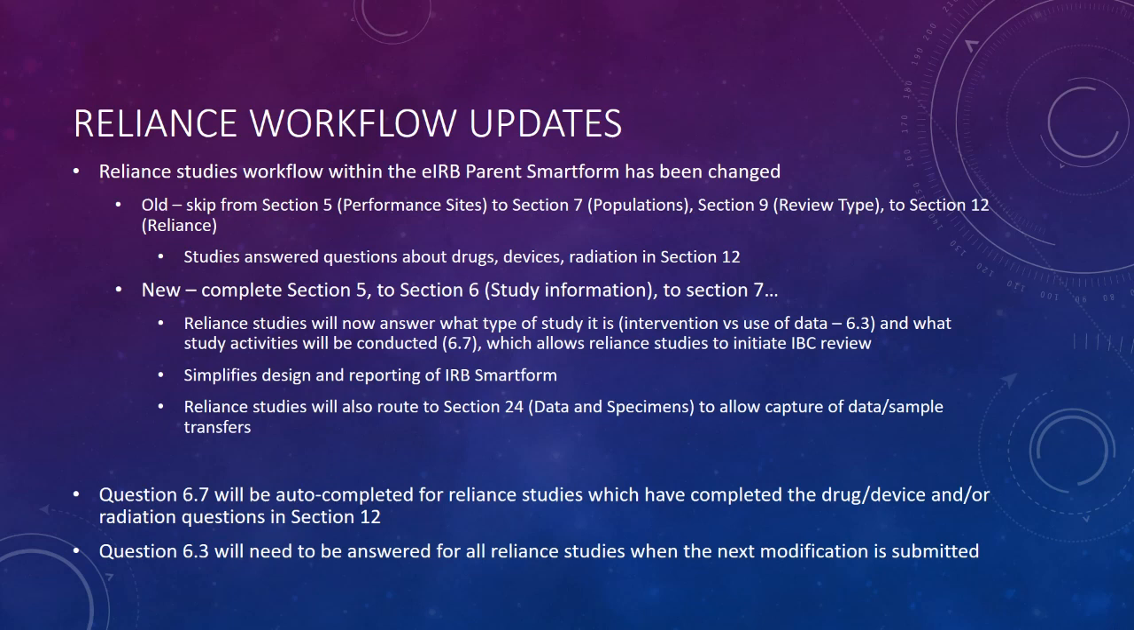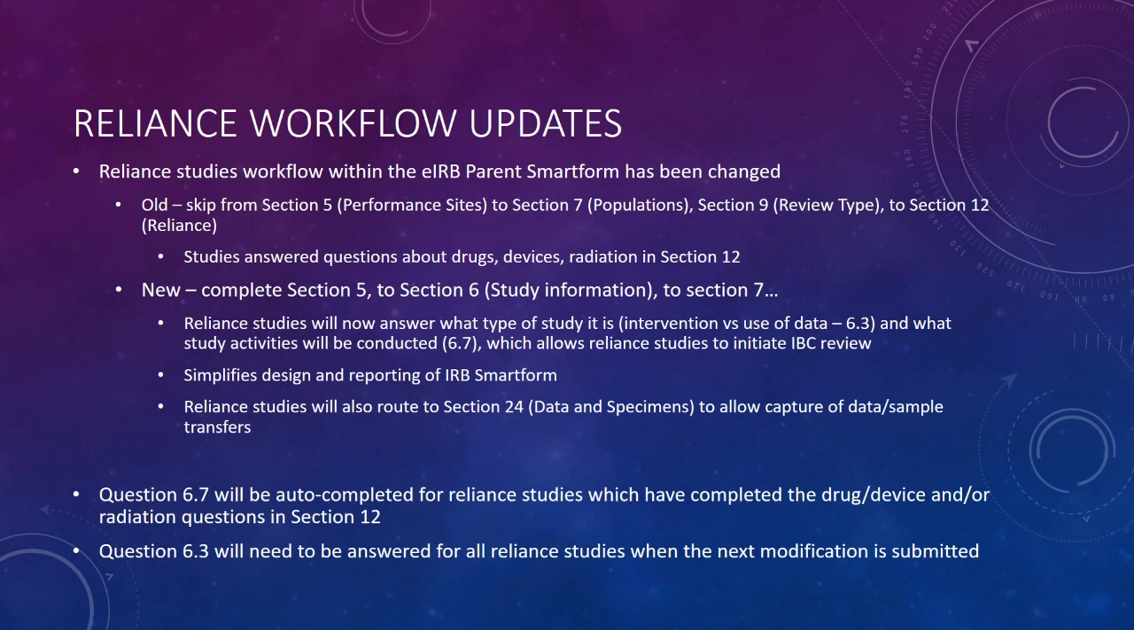So as we transition this, 6.7 will be auto-completed for Reliance studies which completed the drug, device, or radiation questions. So if your study answered yes to the radiation, drug, or device questions in Section 12, those options will automatically be checked in 6.7. 6.3 will need to be answered for all Reliance studies the next time the modification is submitted.